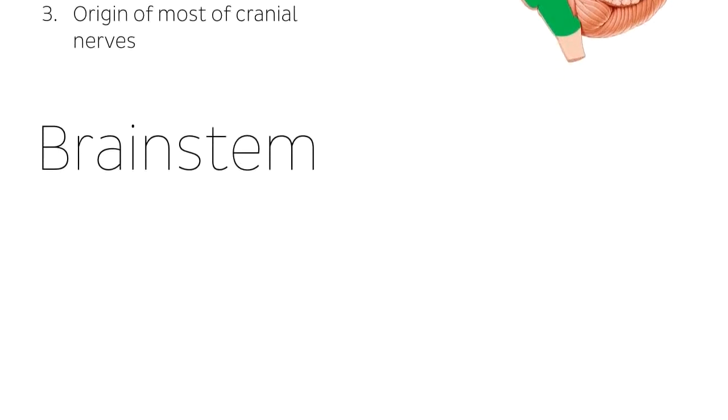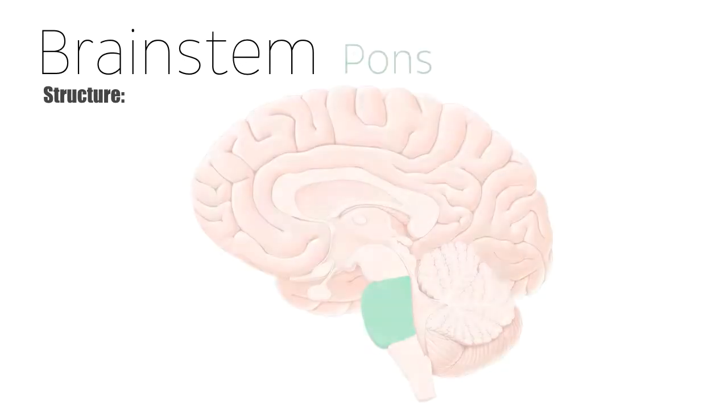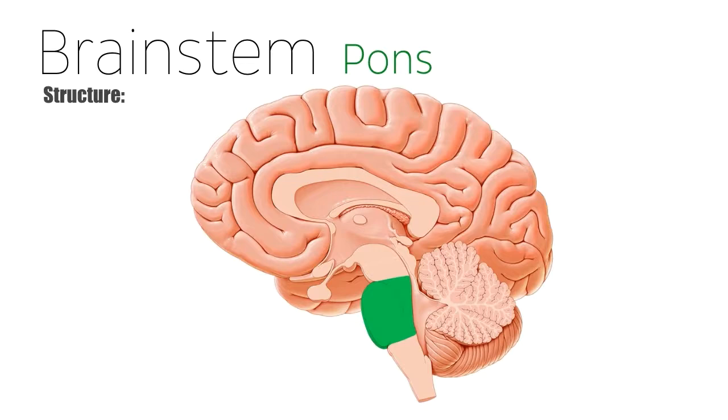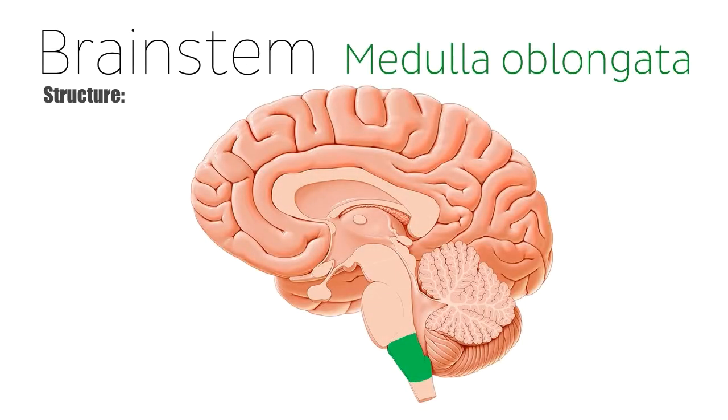Staying with our mid-sagittal section of the brain, we can see that structurally, the brainstem is made up of three parts: the midbrain, or the mesencephalon, the pons, and the medulla oblongata. However, the dorsal aspect of the brainstem does not necessarily correspond to the ventral aspects of the brainstem, so we'll be looking at parts of the brainstem that may not always seem to connect.